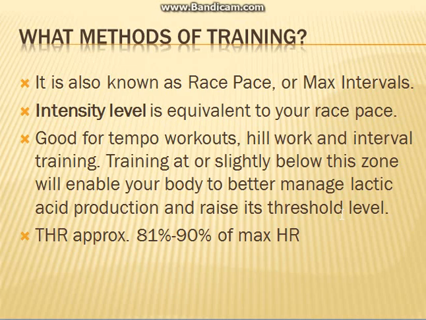We find this is really good for tempo workouts, hill work, and interval training. Training either just at the anaerobic threshold or just slightly below this zone will enable your body to better manage lactic acid production and then eventually raise this threshold level. With our training heart rate, we want to be approximately at 81 to 90% of our max heart rate for training. Obviously not for the whole period of time, but with intervals, that's where you would be during your work interval.